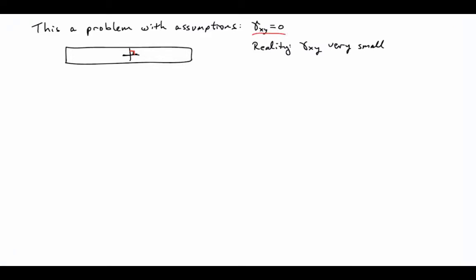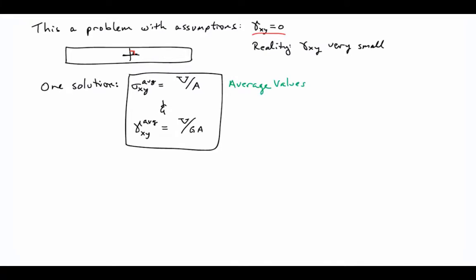Now, one thing that we could do is just to say, well, I'm going to work with average values. Let me divide the shear force V by the cross-sectional area, and that will give me sigma xy average on the cross-section, and then I could back calculate an average shear strain on the cross-section, which would be V divided by GA. So that's one solution for getting an estimate of what the real shear strain and the real shear stress is inside a beam with a transverse load on it.